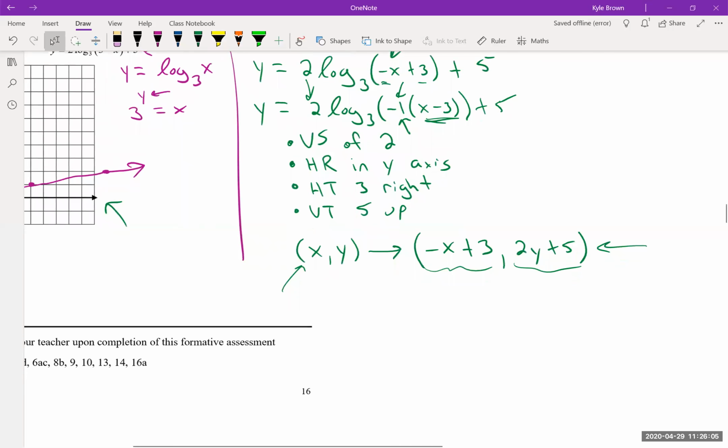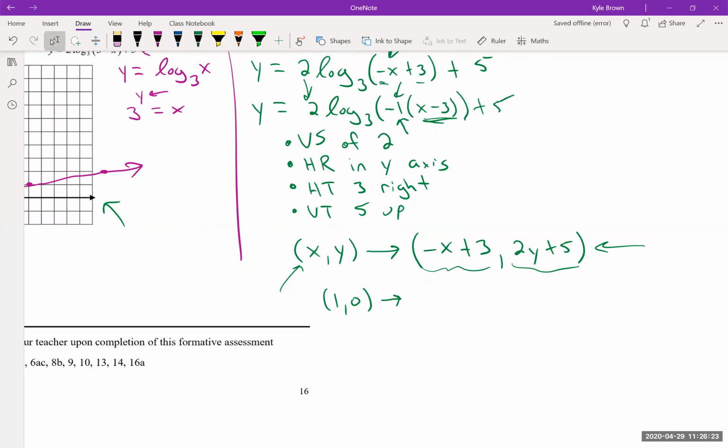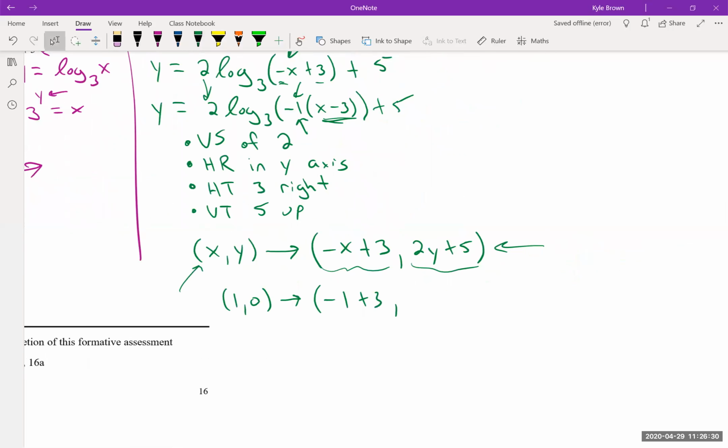All right, so let's do a few now. Let's do this one. Okay, so the point 1, 0. So 1, 0, where's that going to be? So that'd be negative 1 plus 3, right? That's what the x will turn into in a second. And then my y value is going to be 2 times 0 plus 5.